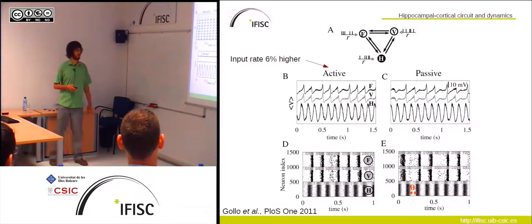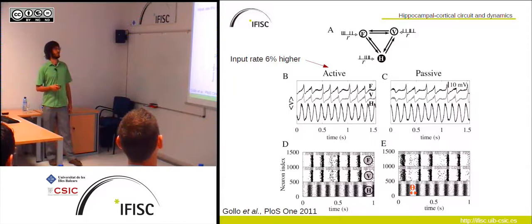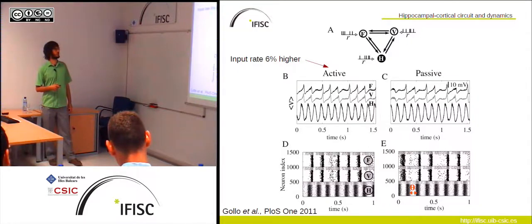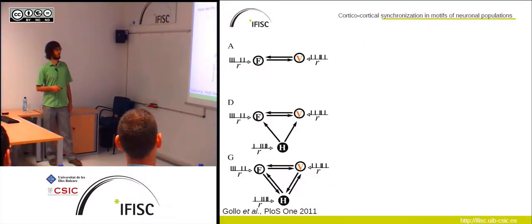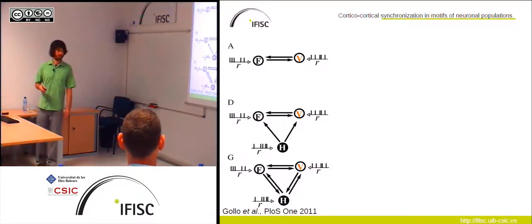prominent oscillatory activity. But then when we connect them in the motif, we see that the two cortical areas oscillate and synchronize at zero lag. We use the same model for the active and the passive states. The only difference is that we consider the input rate in the active state a bit larger than in the passive state. So we compared the average membrane potential with the local field potential of the experiments.